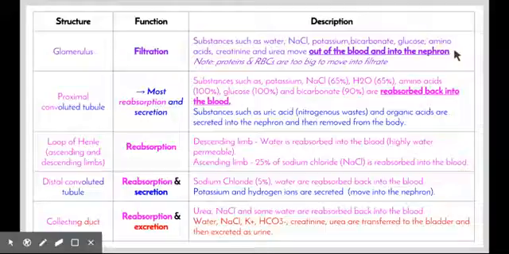The distal convoluted tubule is also involved in reabsorption and secretion, just like the proximal convoluted tubule. So sodium chloride and water are reabsorbed back into the blood, and potassium and hydrogen ions are secreted, so they move from the blood into the nephron. And lastly, the collecting duct is involved in reabsorption and excretion. So urea, salt, and some water are reabsorbed back into the blood, while water, salt, potassium, bicarbonate ions, creatinine, and urea are transferred to the bladder and then excreted as urine.